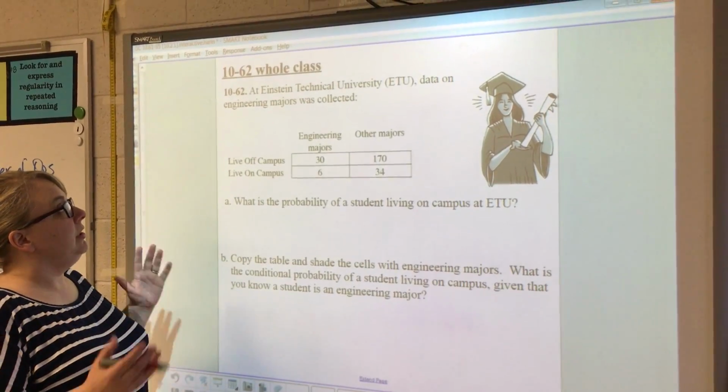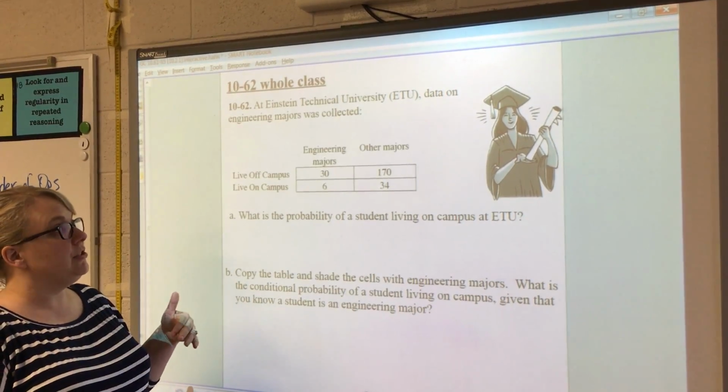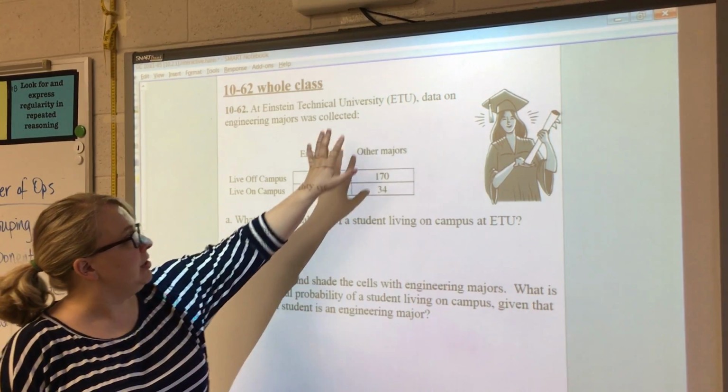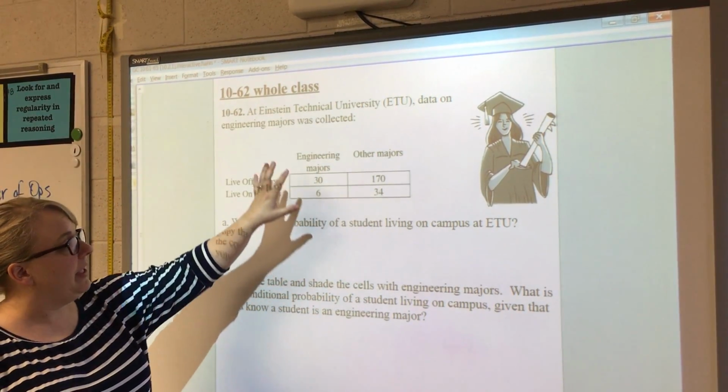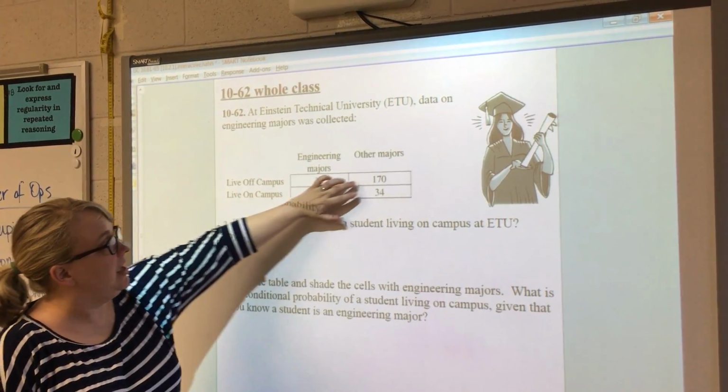Okay, so we're going to do this whole problem together now. At Einstein Technical University, data on engineering majors was collected. We saw that there were this many engineering majors and this many other majors. So they have it already in what we call a two-way table. What I'm going to do is add up the columns.